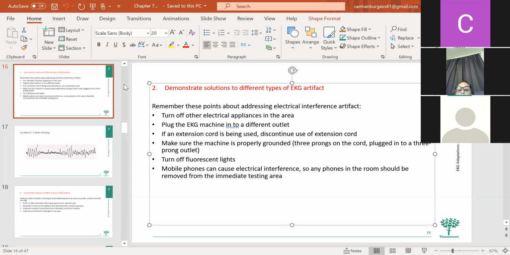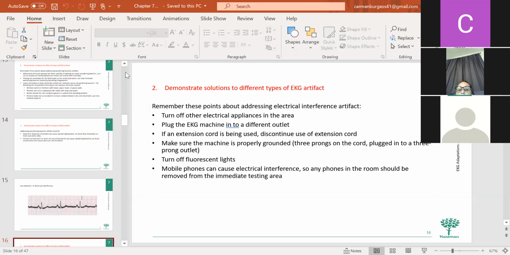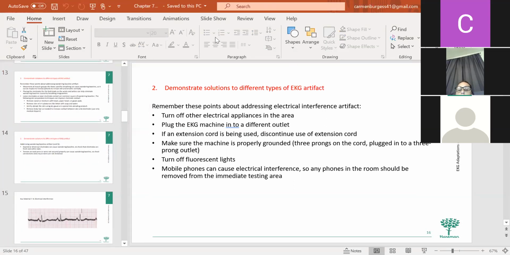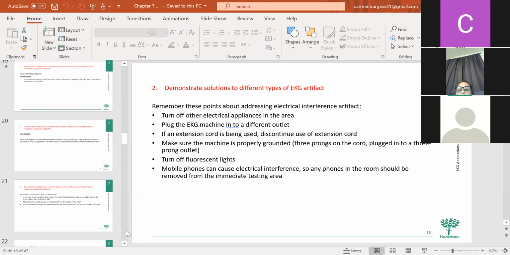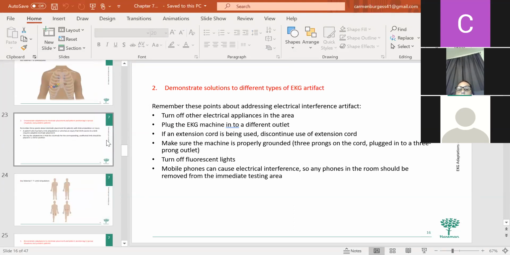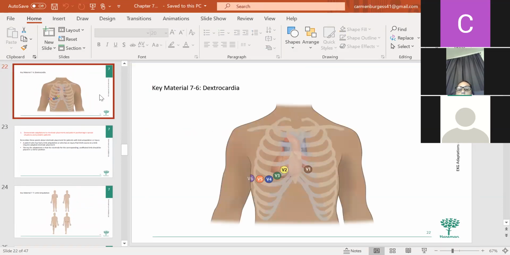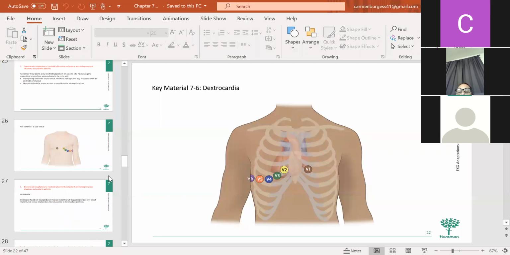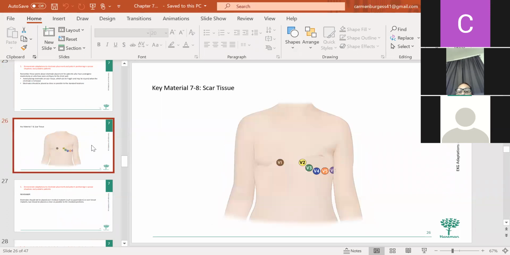And again, if you can't get it to resolve, you refer to the manual, you get help. Best thing to do is refer to the manual. Anybody got questions about artifact? And we talked about lead placement. So if you have a question on the test that asks you to draw out the lead placement, you would have no problem. Hopefully we can eventually get to the lab and do them.